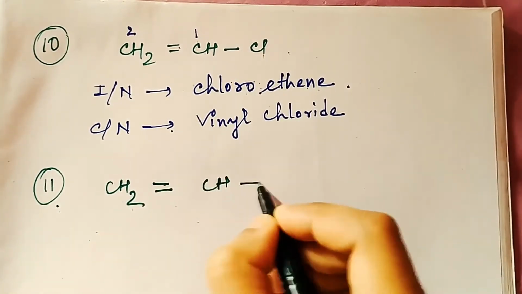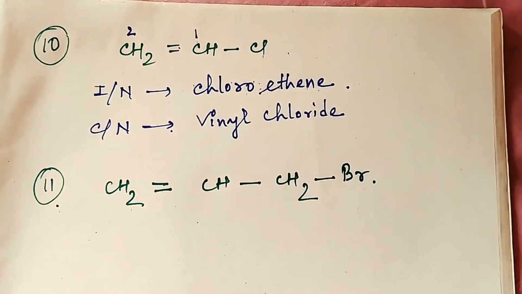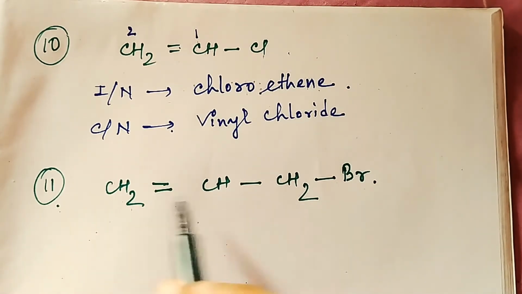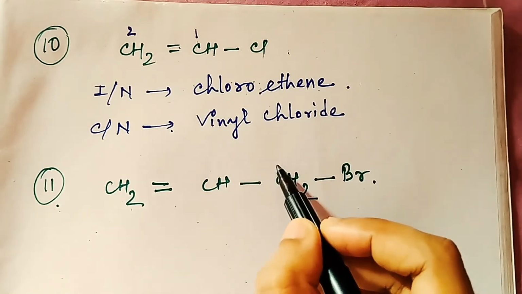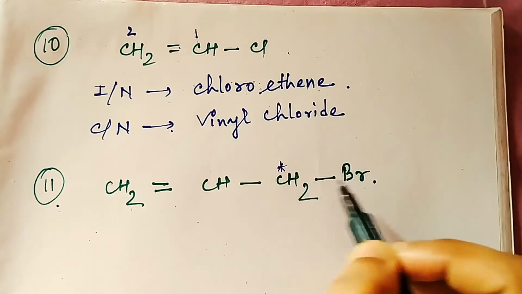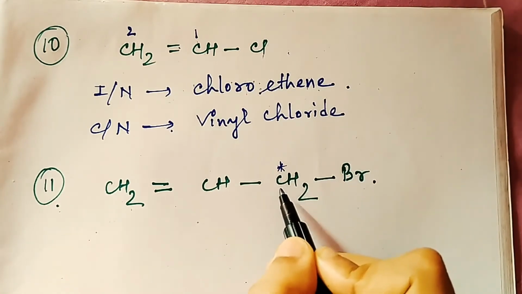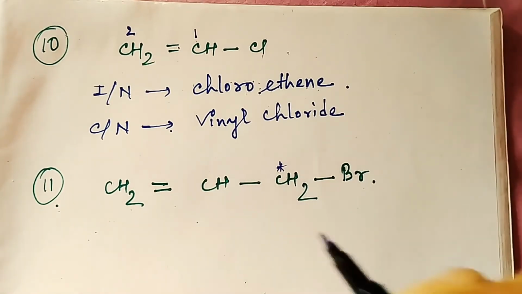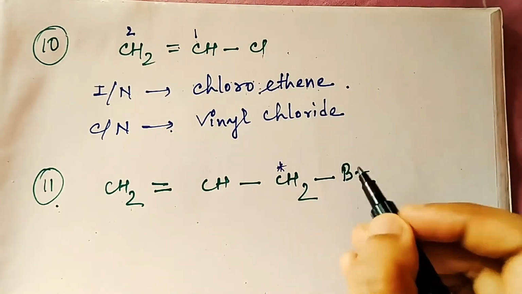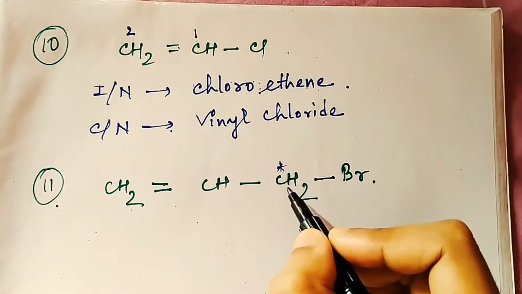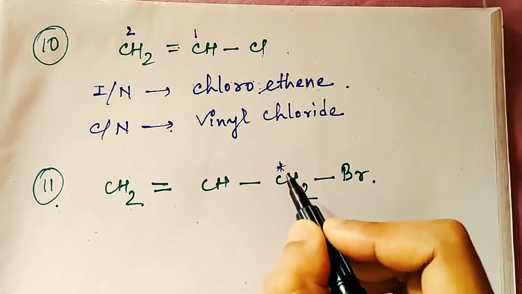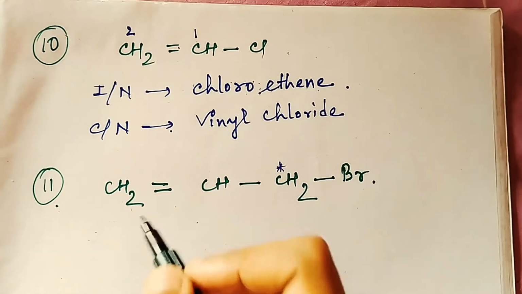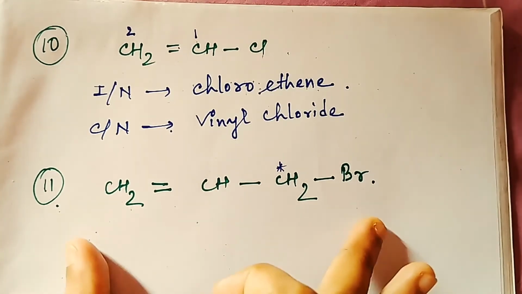CH2 double bond CH single bond CH2 Br. Okay, now in this structure you can say the double bond is here. These two carbons are actually sp2 carbon atoms and this is sp3 carbon atoms. Okay, and the halogen is added to the sp3 carbon atoms. What I said, in this compound the halogen is added to a sp3 carbon atom and this sp3 carbon atom is further added to a sp2 carbon atom. This is sp2 because here double bond is present. Okay, so in this type of compound, what is the nomenclature?